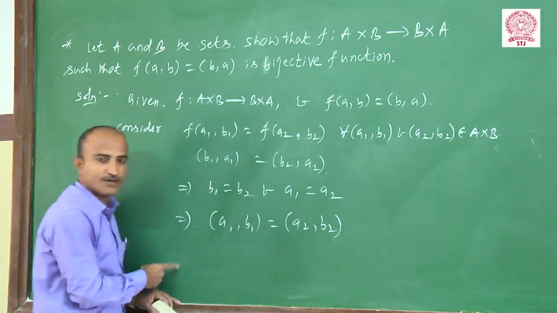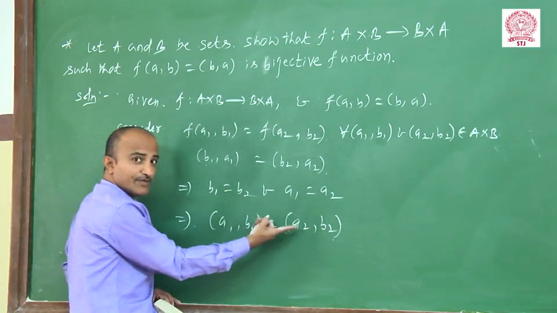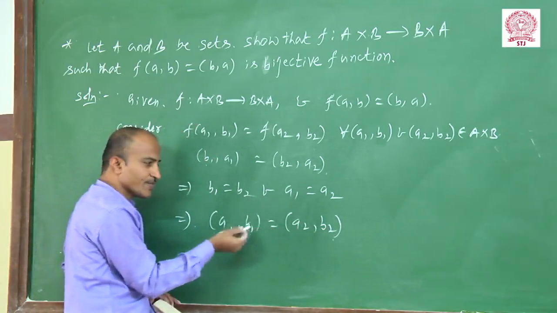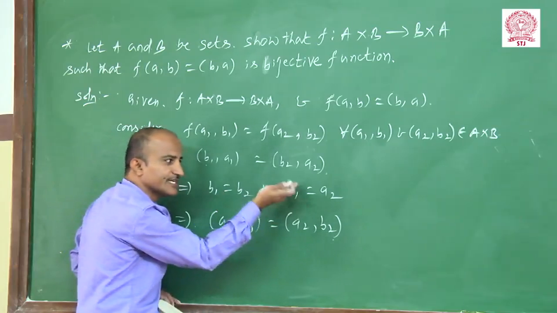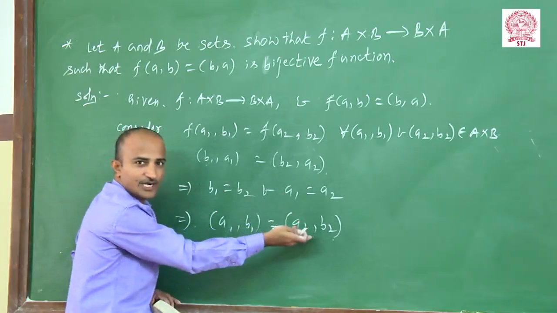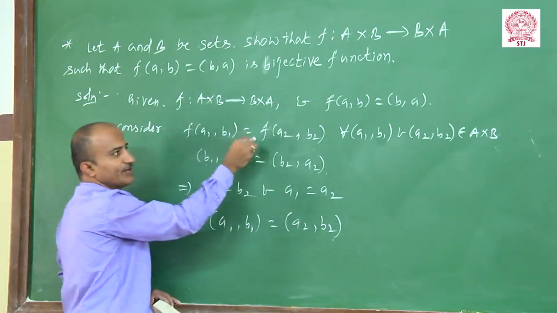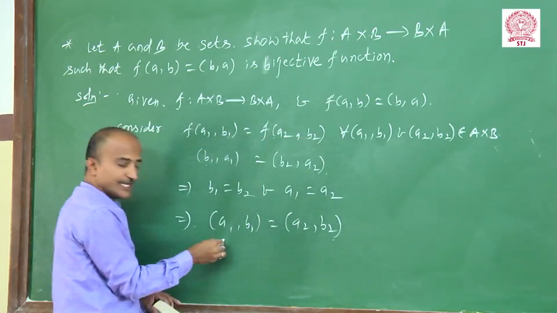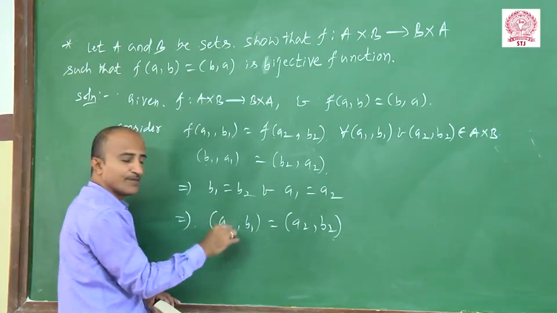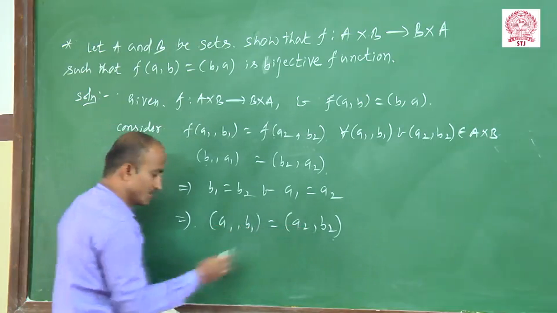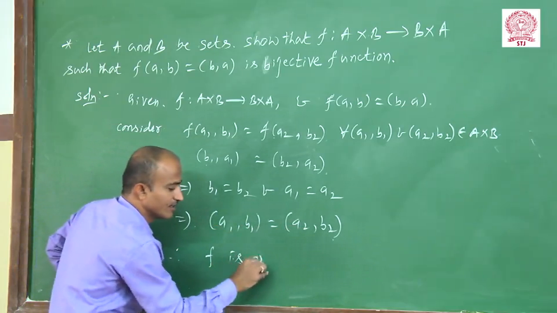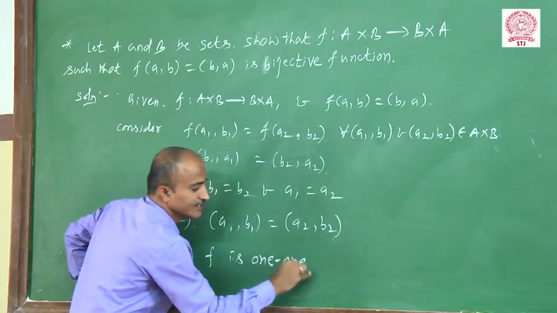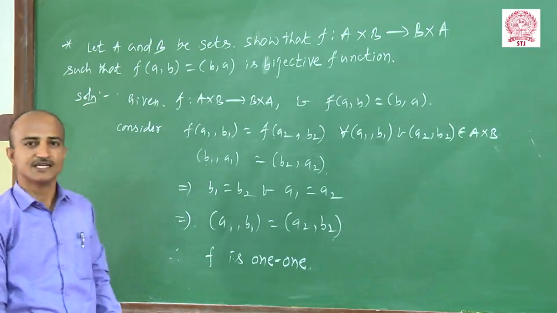We can write this down because here we have taken two ordered pairs when they are equal. Since A1 is equal to A2 and B1 is equal to B2, here also it is satisfying the conditions of equality of two ordered pairs, where f of (A1, B1) equals f of (A2, B2) is giving (A1, B1) equal to (A2, B2). Therefore f is 1 to 1, or f is injective.